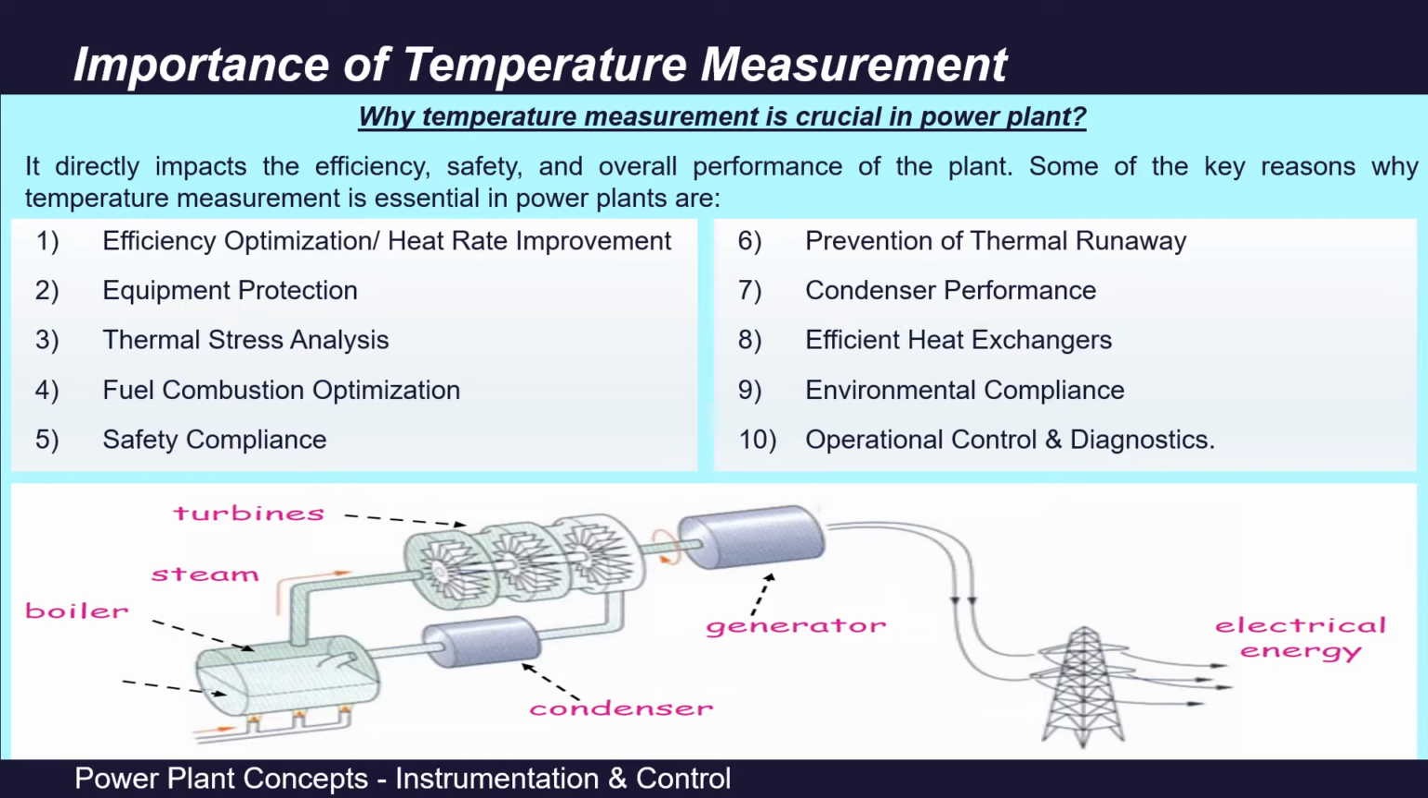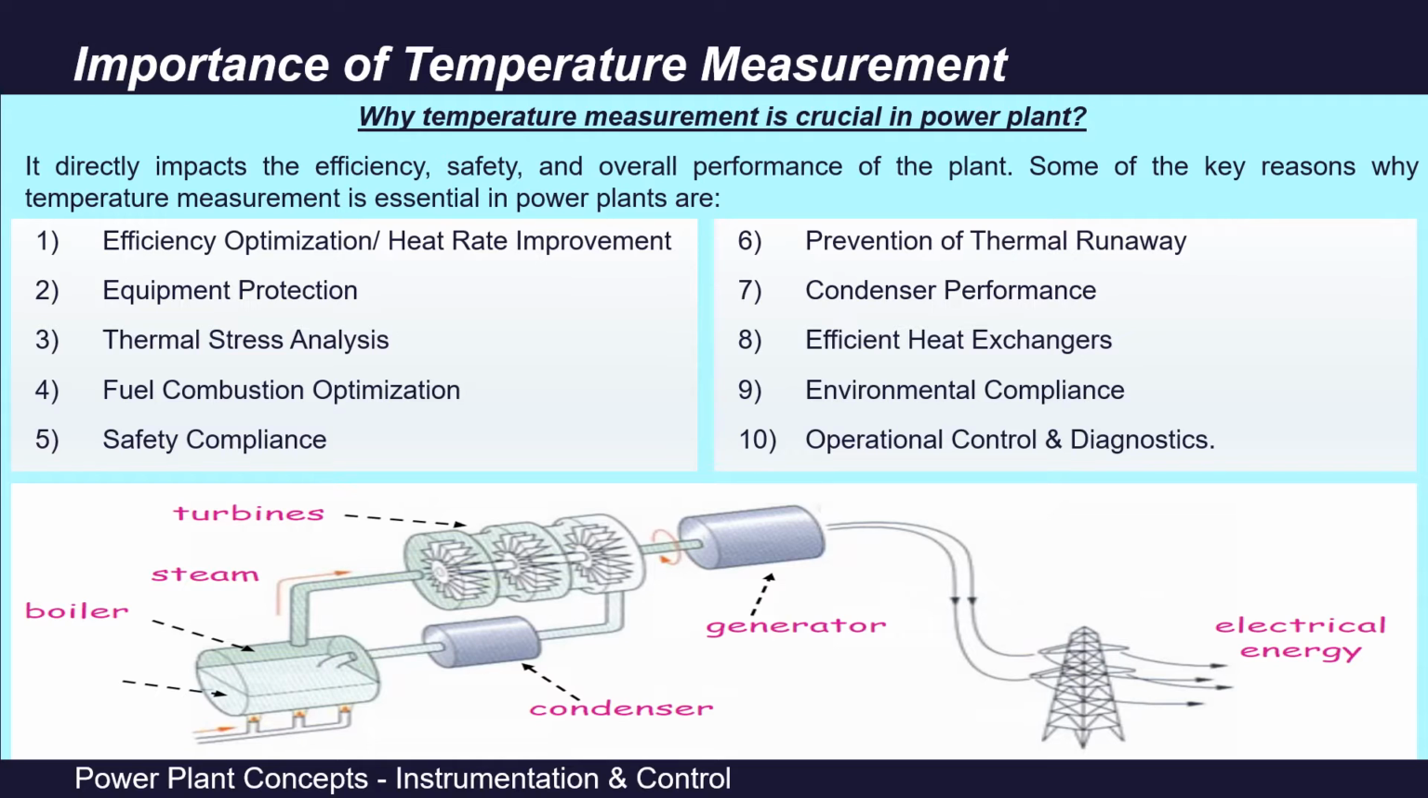Many components, especially those in steam turbines and boilers, are subject to thermal cycling. Accurate temperature measurement helps in understanding and managing the thermal stresses, thus preventing mechanical failure and therefore increasing the life of equipment. Fourth reason is fuel combustion optimization.